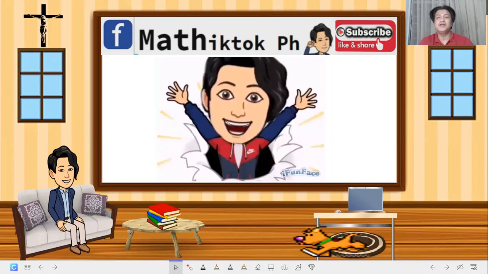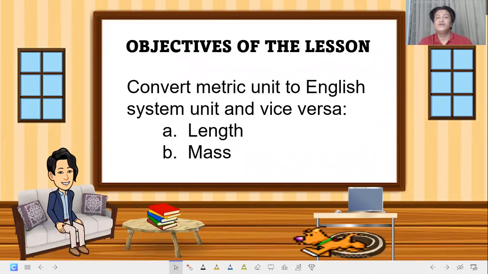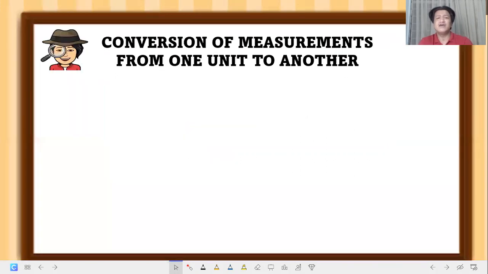Hello students, happy learning. So with that, our objectives of the lesson: convert metric unit to English system unit and vice versa. We have the length and mass. Ito po yung kailangan natin matutunan or ma-master this week. So with that, let's have conversion of measurement from one unit to another.